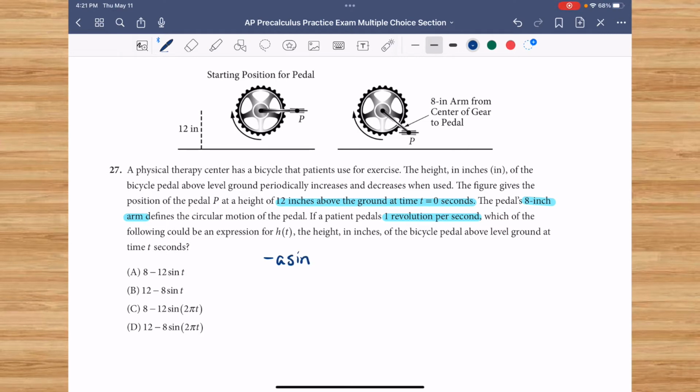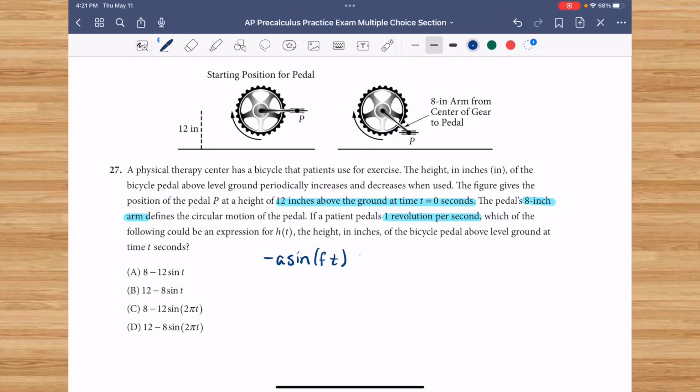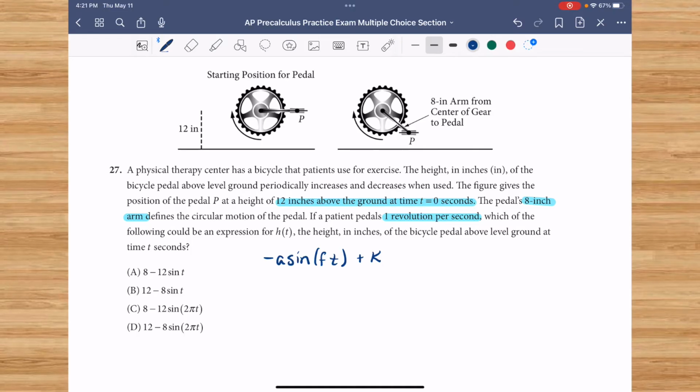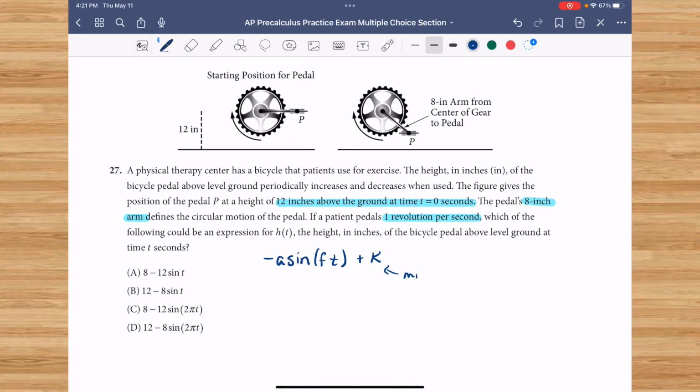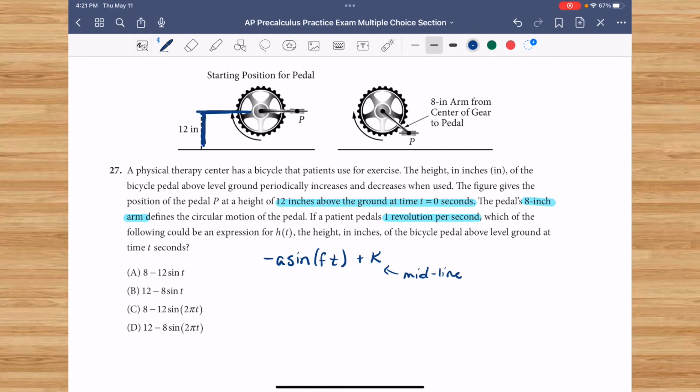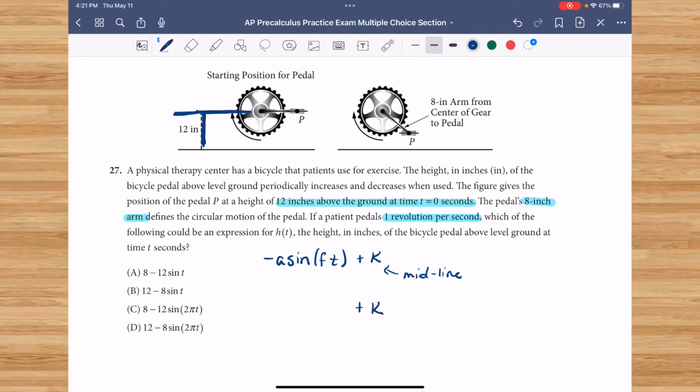Inside, we have a frequency, but there's no phase shift on any of our options, plus our k. Okay, so here's a basic trig function that we can identify. First thing is our plus k value is the midline of the wheel motion. So our midline here is going to be the middle of the wheel. That's going to be here at 12 inches. So the middle value of our rotation is at 12, so plus 12 on the end.